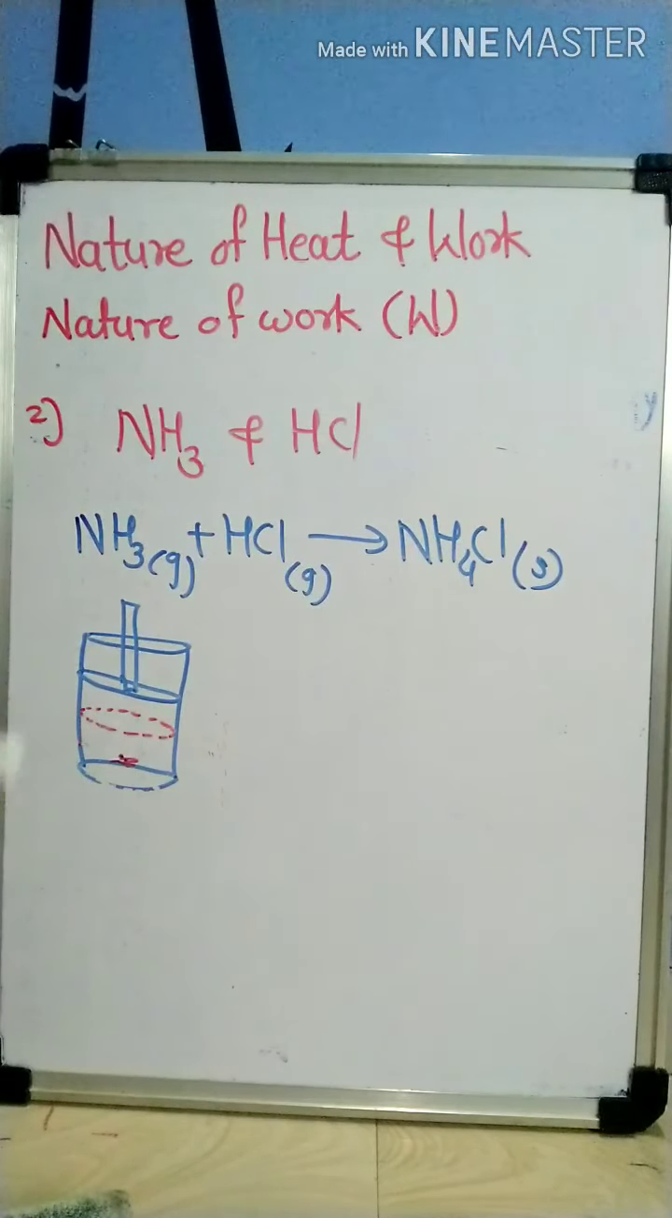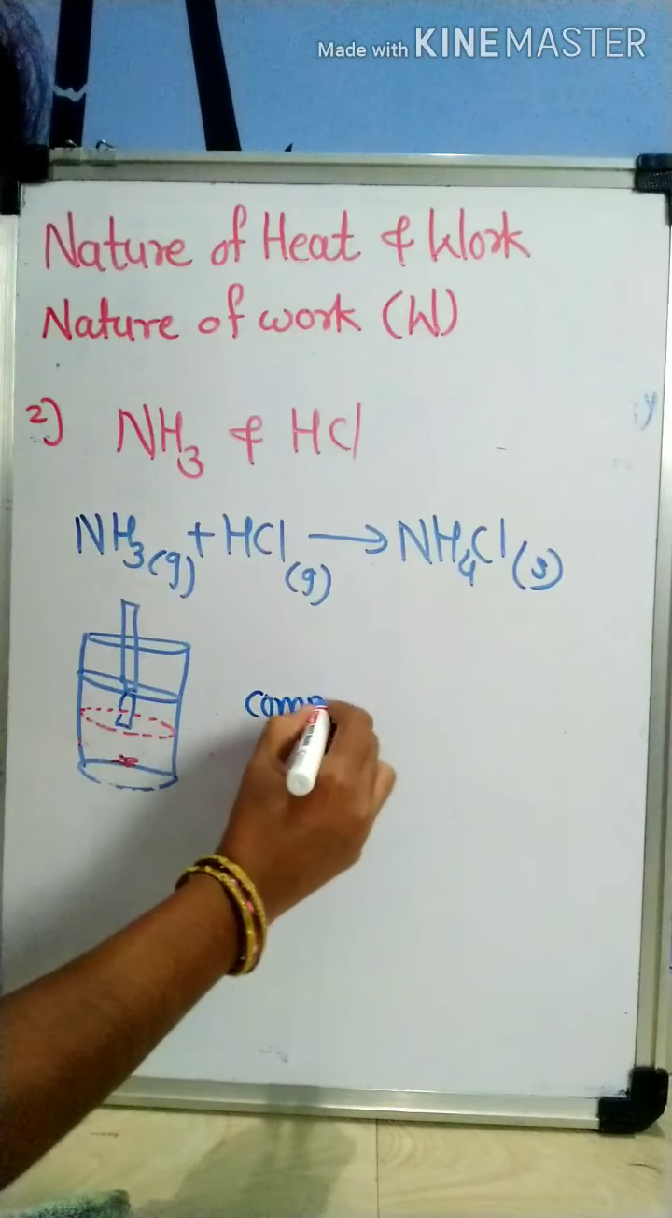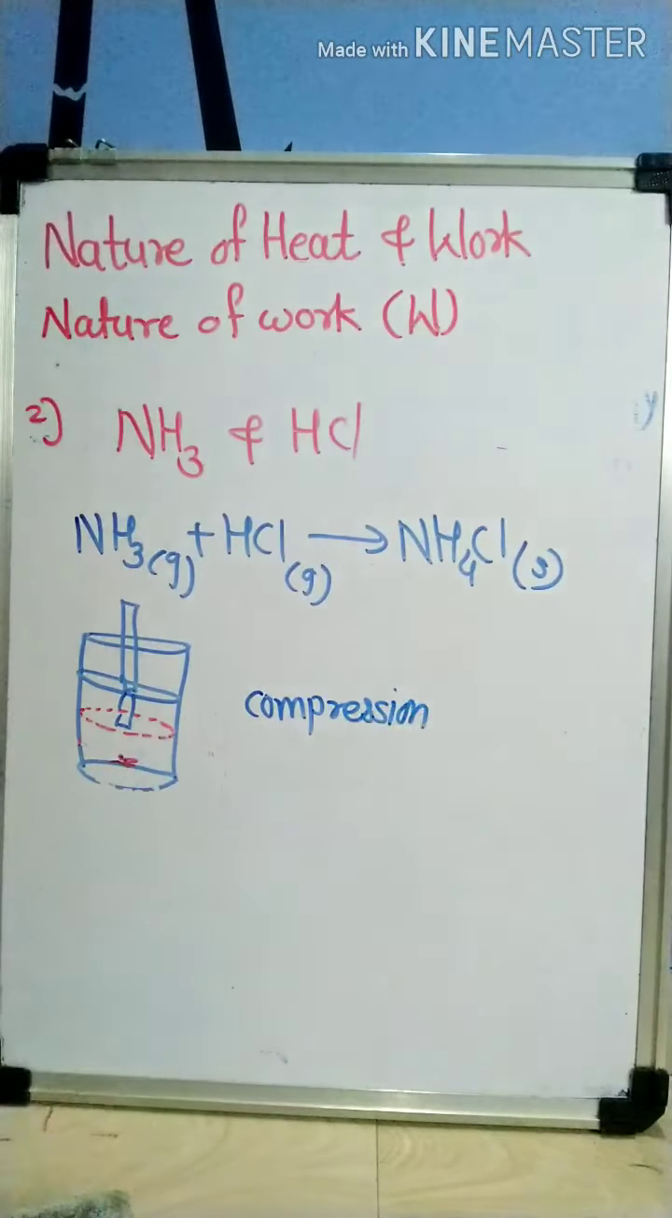The piston moves in the downward direction. There is a decrease in height of the mass, and so in the process the surrounding loses energy to the system and performs work on the system. This is the compression type of work, because the volume of the gas decreases and the piston moves in the downward direction. So this is the example of compression.